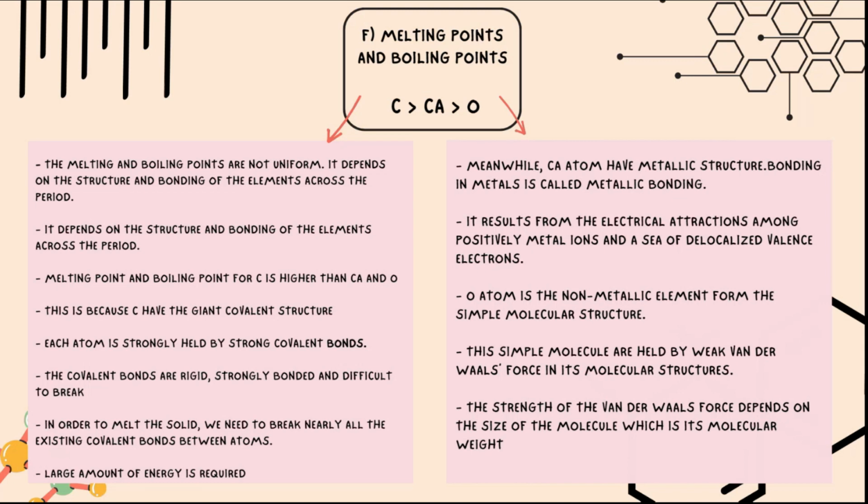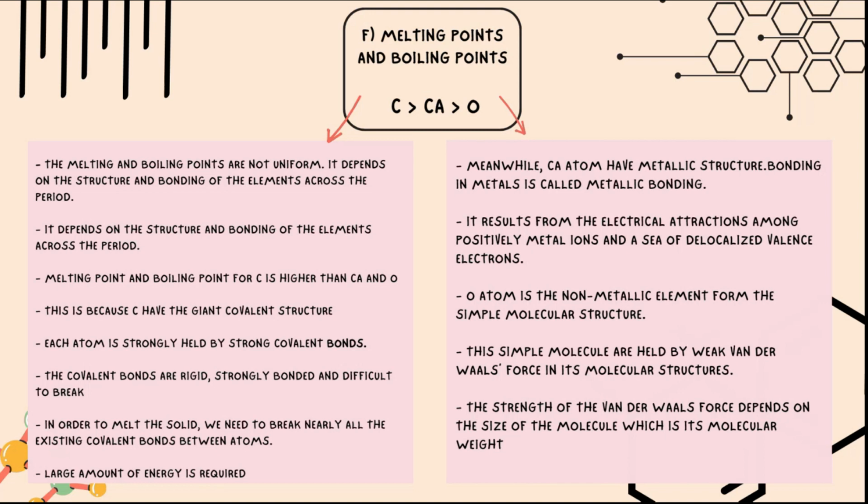Meanwhile, the calcium atom has a metallic structure. So bonding in metal is called metallic bonding. It results from the electric attraction between positive metal ions and a sea of delocalized valence electrons. The oxygen atom is a non-metallic element that forms a simple molecular structure. These simple molecules are held by weak van der Waals forces in its molecular structure.